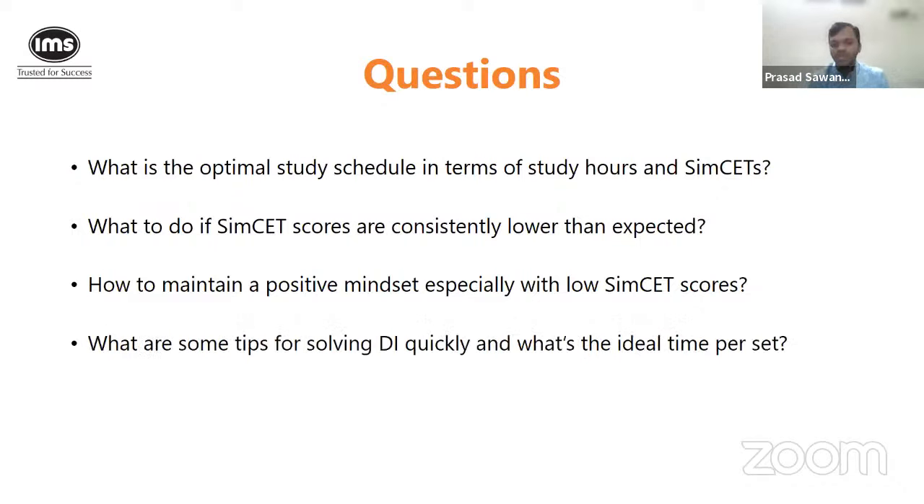What are some tips for solving DI quickly? What's the ideal time per set? Again, for DI, keep it similar to what I mentioned for LR in the beginning, which is going to be about 7 to 8 minutes maximum for a 5-question set. Why I do that is because typically DI would have a very high accuracy, and you can always compensate for that extra time by solving other easier questions such as abstract reasoning or VRC and so on.